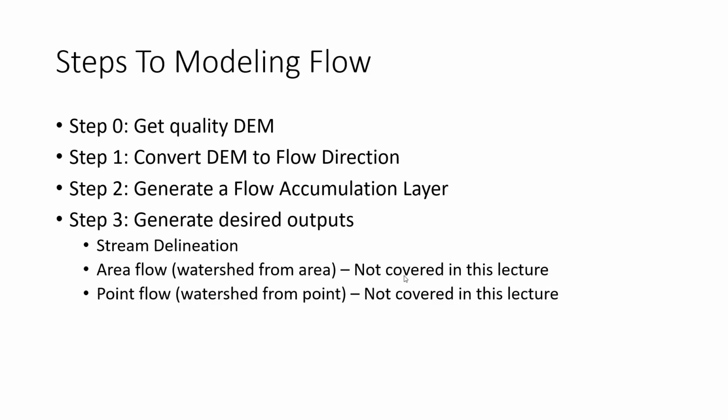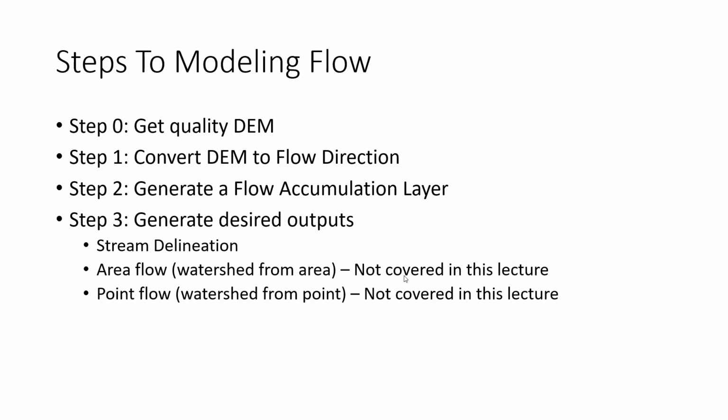Once you have that flow accumulation layer, you can then move on to all kinds of flow modeling. The approach we're going to focus on is stream delineation. You can also do watershed modeling and point flow for point source pollution, but we're going to focus mostly on stream delineation because the first two steps are really the bulk of the work here.